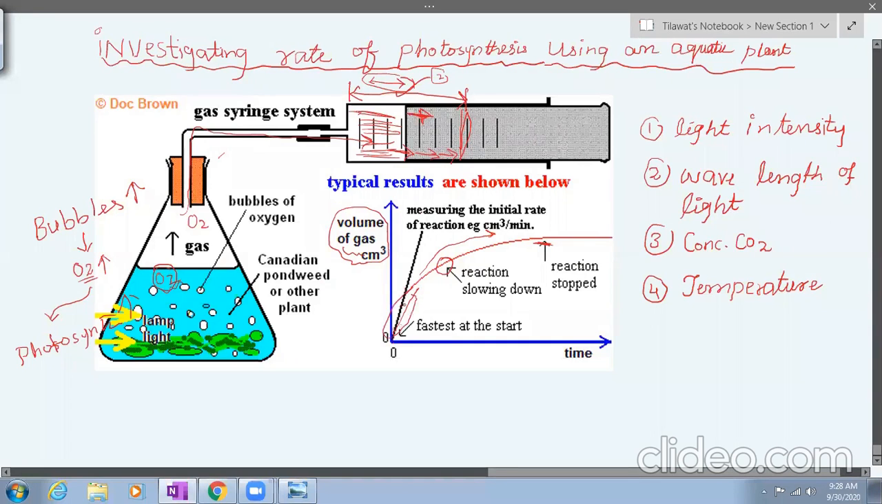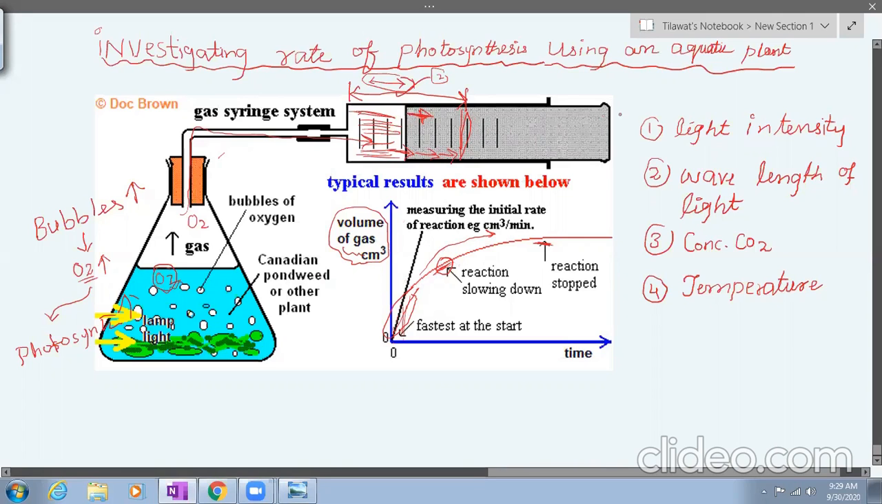So you can find it at different points, how it was initially and how it is now. At this point, the reaction has slowed down compared to the initial one, right? Initially the rate of reaction is high, obviously because of more availability of enzymes in the chloroplast, and then it gradually decreases. So this is the way you can measure.